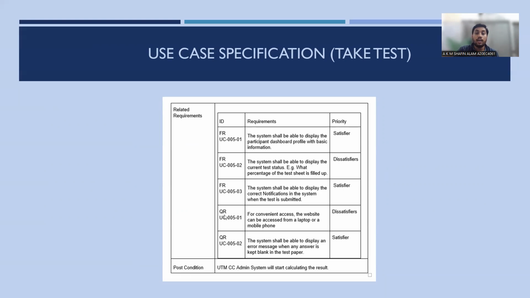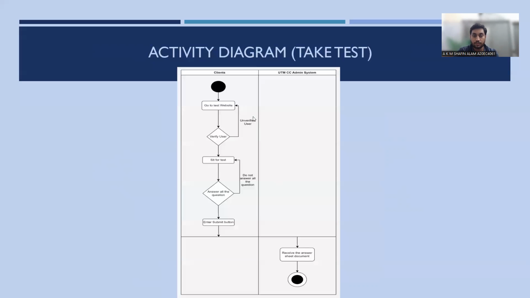Then we have two quality requirements. For convenient access, the website can be accessed by laptop and mobile phone, whose priority is dissatisfier. And another quality requirement is the system shall be able to display an error message if we skip any question or keep any question blank, which is satisfier. And the post condition is the UTM Counseling Center admin system will start calculating the result using the Likert scale.